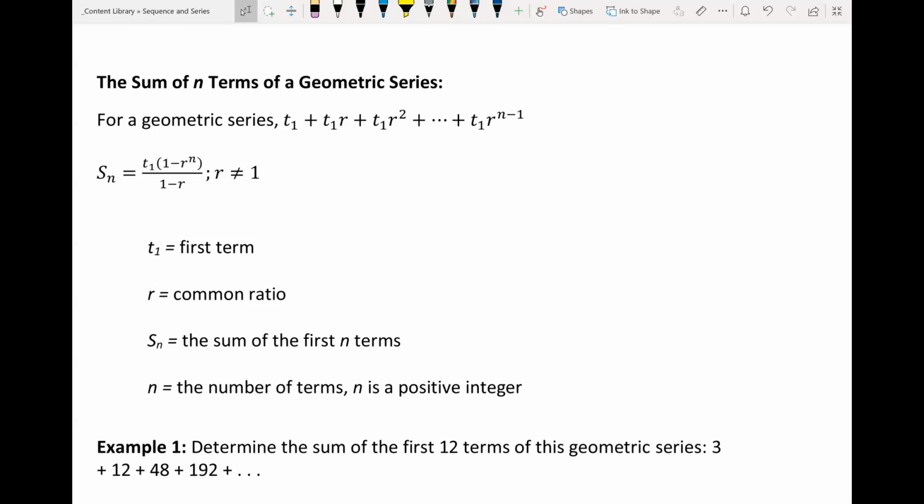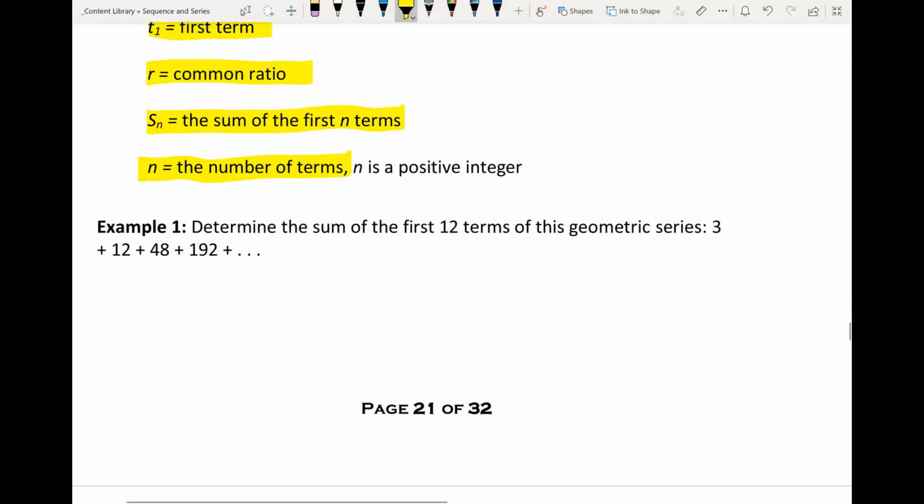And this is the formula we're going to use to find the sum of a geometric series, where T1 is the first term, R is your common ratio, Sn is the sum of the first n terms, and n is the number of terms. So we're going to find the sum of the first 12 terms of the geometric series, 3 plus 12 plus 48 plus 192.